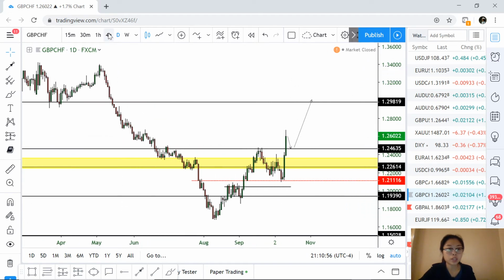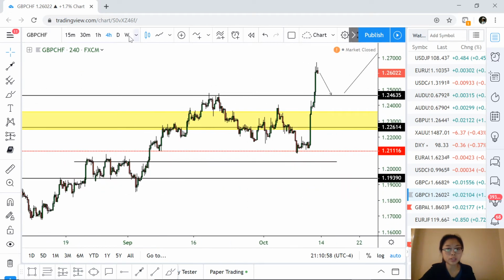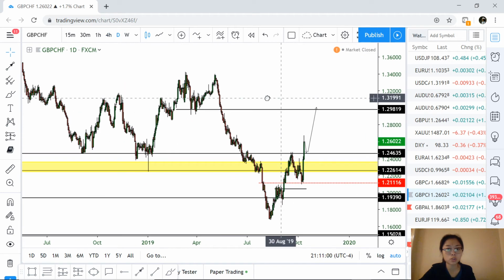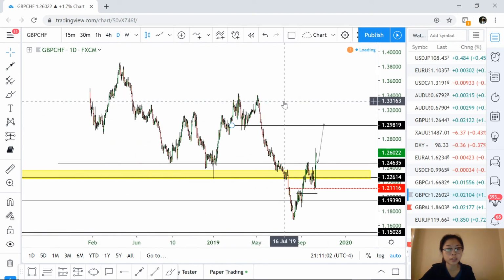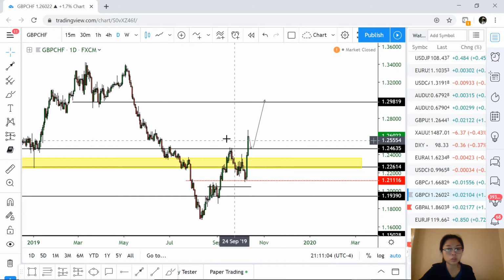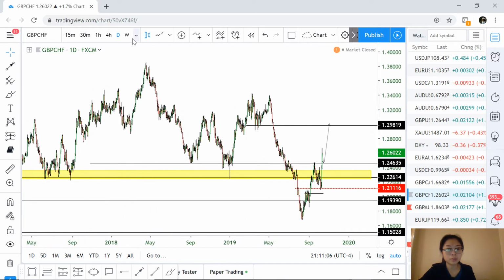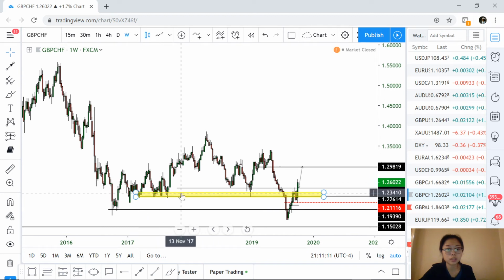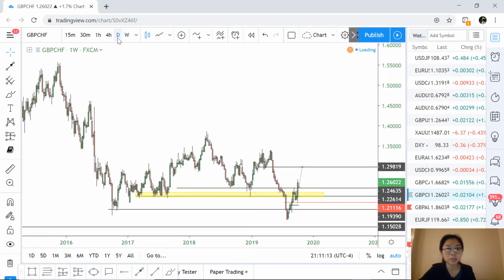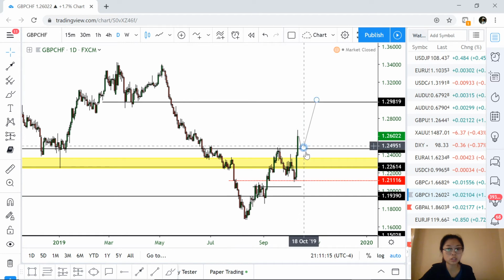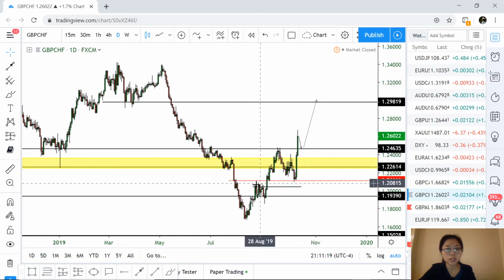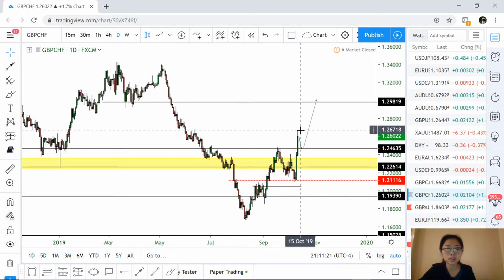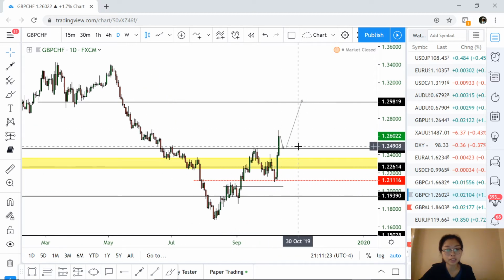Same with GBP CHF. I already marked it up for you guys. Retest before the next zone or the next market structure, which is back here. It actually closed above the daily or the weekly zone here, so I am expecting another push up. We have a first push up, pull back into the retest of the broken structure, and then the next push up, and we are expecting the same thing, a pullback into broken structure.